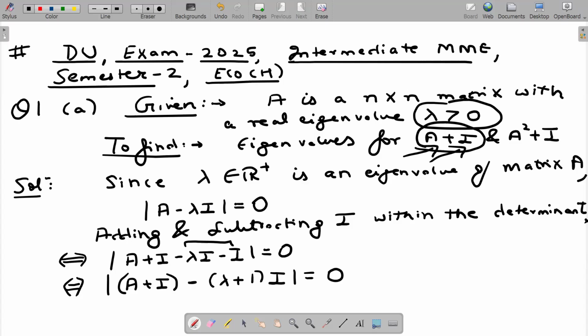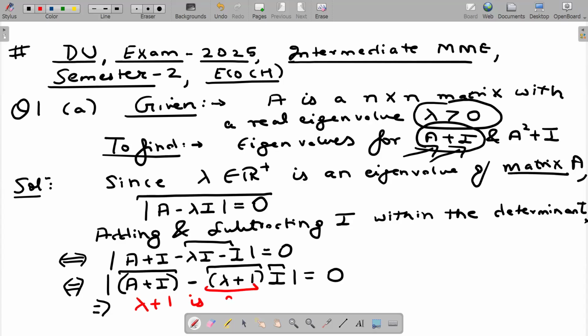Now, if lambda is an eigenvalue, the determinant of A minus lambda I is 0. What is the eigenvalue for A plus I? You can clearly see that the determinant of A plus I minus lambda plus 1 times I is equal to 0. Which implies that lambda plus 1 is an eigenvalue of A plus I.